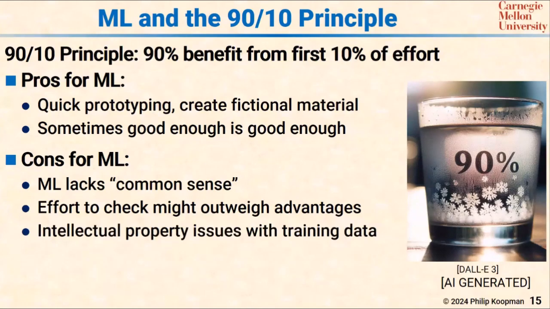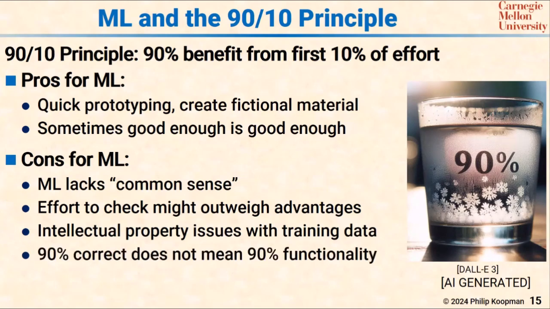Intellectual property issues with training data, that's all in the news. Are you paying people you're training on? Is that going to come back to bite you? In particular, if you generate an automatic picture and it turns out to be really similar to someone else's, you might find yourself getting sued, and those kind of things are already happening, especially with very distinctive style artwork. 90% correct doesn't mean 90% functional, so smells right may or may not be good enough for your application.